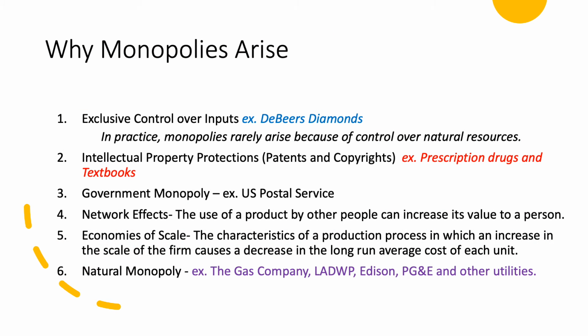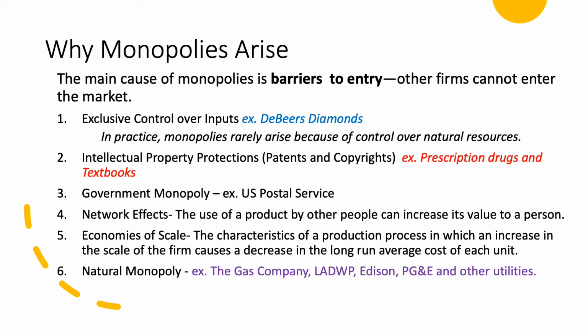Why do monopolies arise? Well, the main cause of monopolies is barriers to entry, which prevent other firms from entering. Let's look at the first: exclusive power over inputs. An example of this type of monopoly is De Beers diamonds. In practice, monopolies rarely arise due to control over natural resources. In this case, basically you're saying if a firm controls the inputs into the market, which means it owns all of the inputs in the production process, then it becomes a monopolist in terms of outputs.